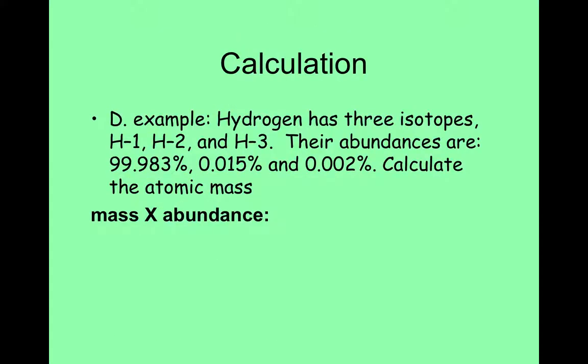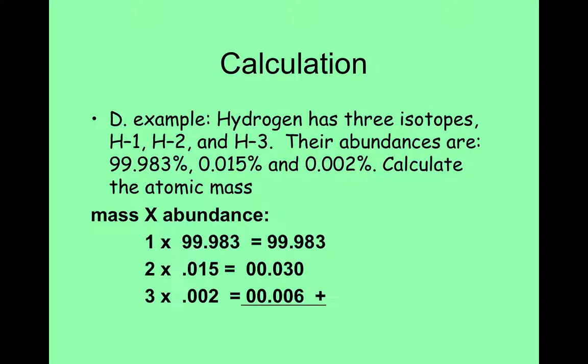As far as the calculation goes, you'll get questions like this. If hydrogen has three isotopes, hydrogen-1, hydrogen-2, and hydrogen-3, and their abundances are given to us, we see the percentages there, we're going to calculate the atomic mass. So probably the easiest way to do this is to just take the mass times the abundance. So 1 times 99.983, 2 times 0.015, 3 times 0.002. Then we add the three products together to get the 100.015, but we divide by 100, and I get 1.0015 AMU, which means atomic mass unit.